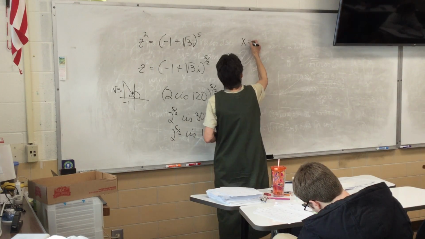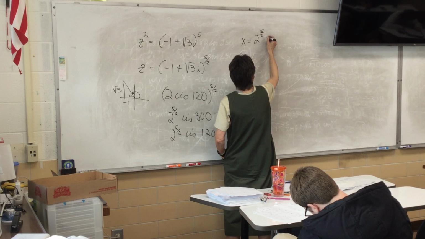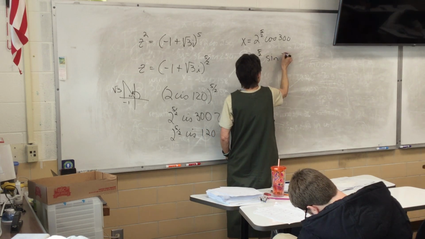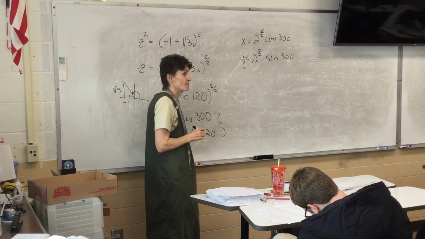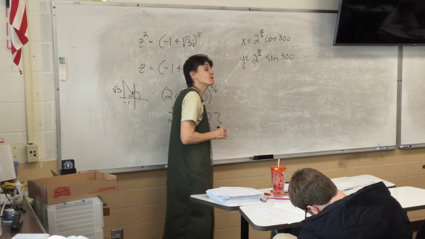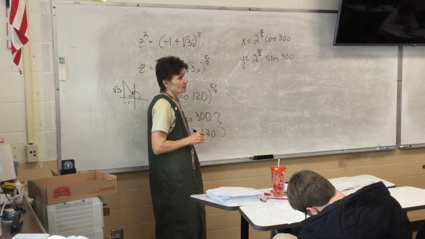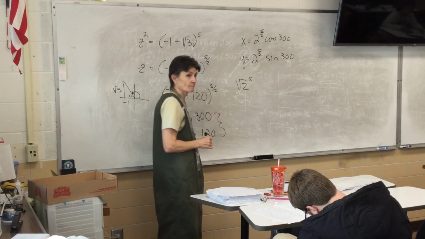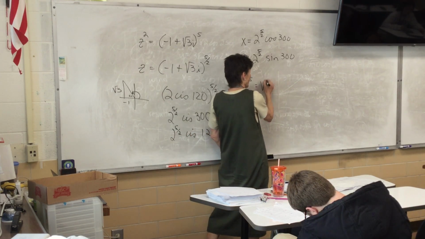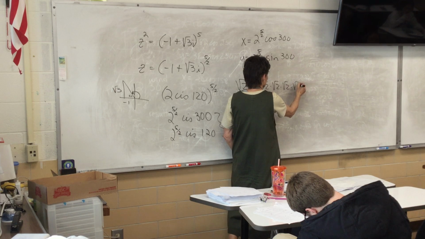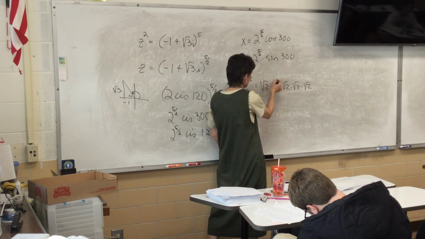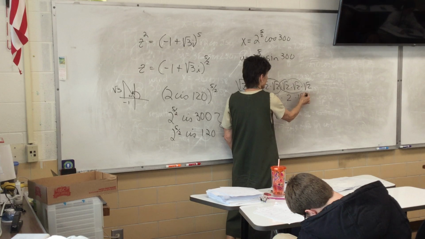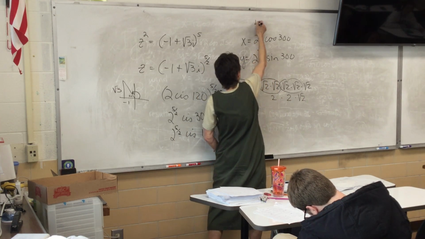So for the first one, x will be 2 to the 5 halves cosine 300, and y will be 2 to the 5 halves sine 300. Everybody in agreement? All right, so let's talk about what 2 to the 5 halves means. 2 to the 5 halves means the square root of 2 to the 5th, which would be, if you wrote it all out, root 2 times root 2 times root 2 times root 2 times root 2, right? Each of these pairs becomes a 2. So I have a 2 times a 2 times a root 2. So isn't that just 4 root 2?